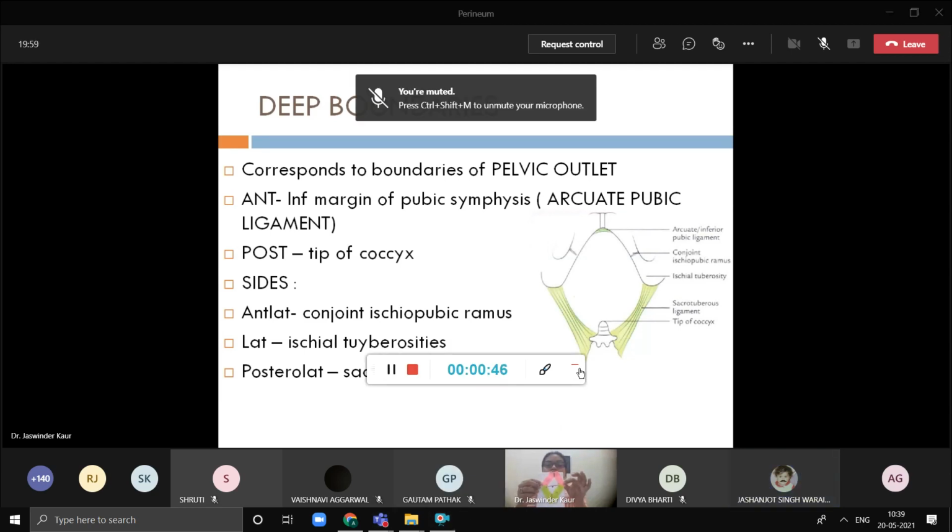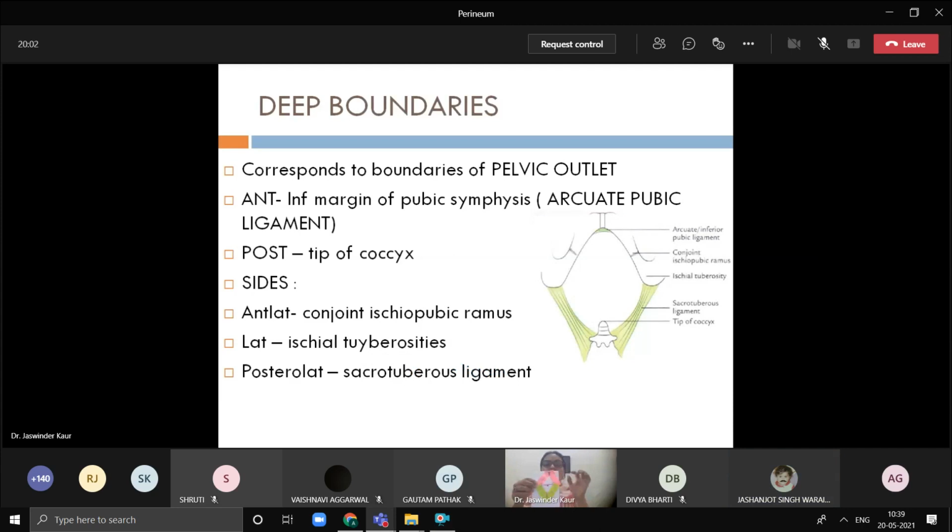Yes, ma'am. So I have drawn these two oblique pink lines and two oblique yellow lines. In the upper end of this pink line, this black line indicates the pubic symphysis. These two pink structures are the ischiopubic rami. Below it is the sacrotuberous ligament, right? And below this red line indicates the coccyx, right?